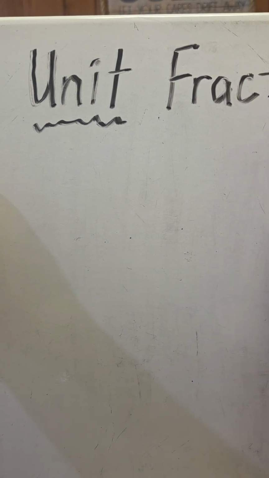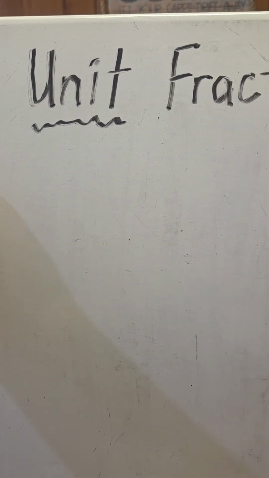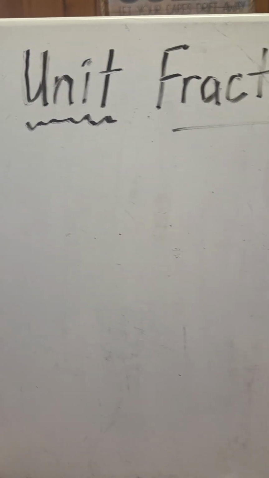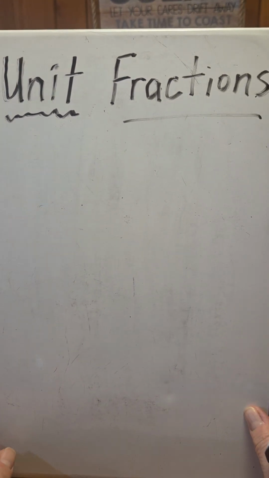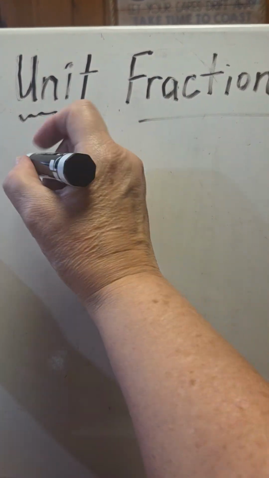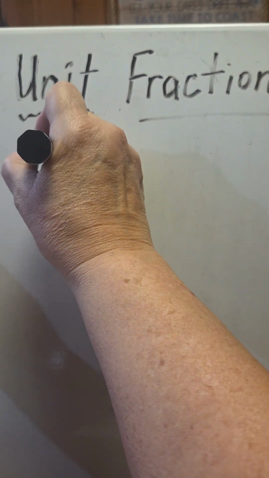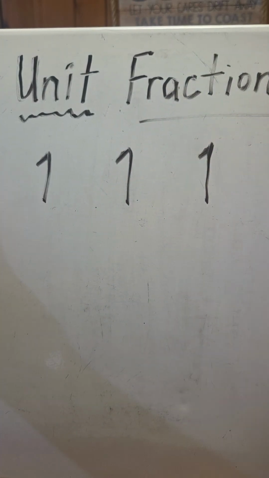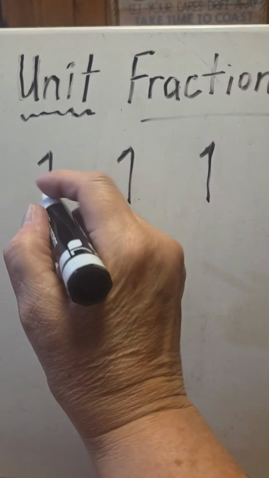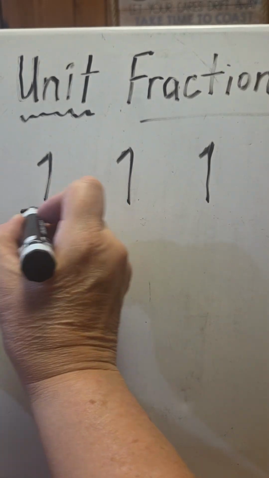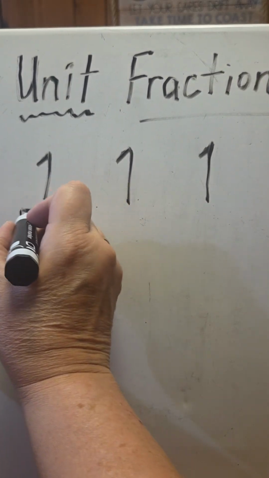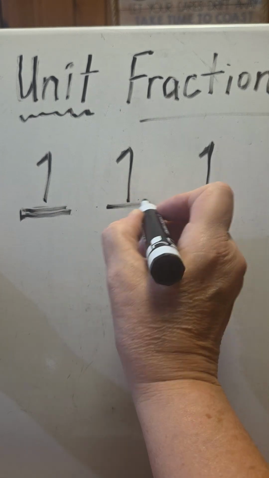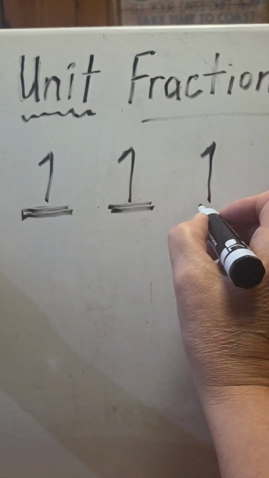Unit fractions. Quick lesson. It'll go along with the lesson you have at school. So uni means one. So I'm going to put a bunch of ones. One. One. One. I'm going to put a bunch of fraction bars. That's what that line is called. Remember? Fraction bar, fraction bar, fraction bar.